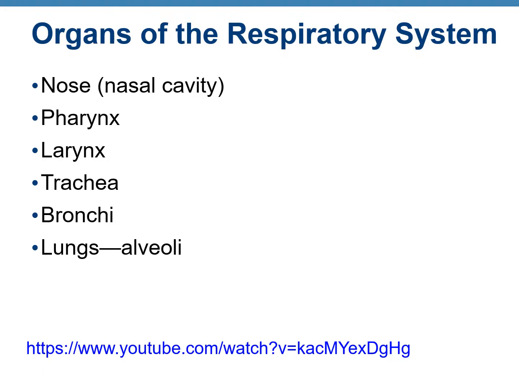So what are the organs or components of the respiratory system? It starts with the nose, with which we breathe in air. The space inside the nose forms the nasal cavity. The nasal cavity continues down into the throat and is known as the pharynx. After that is the sound box, which is the larynx. Then the larynx opens into the windpipe or the trachea. The trachea splits into two branches, which are called the bronchi.